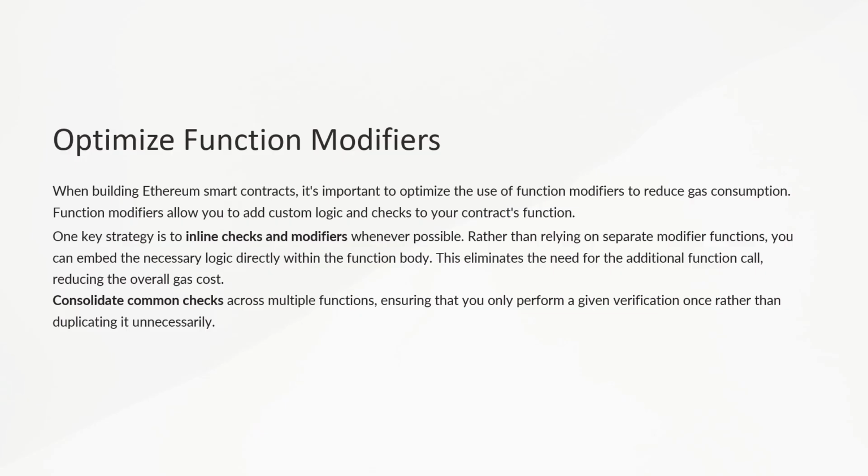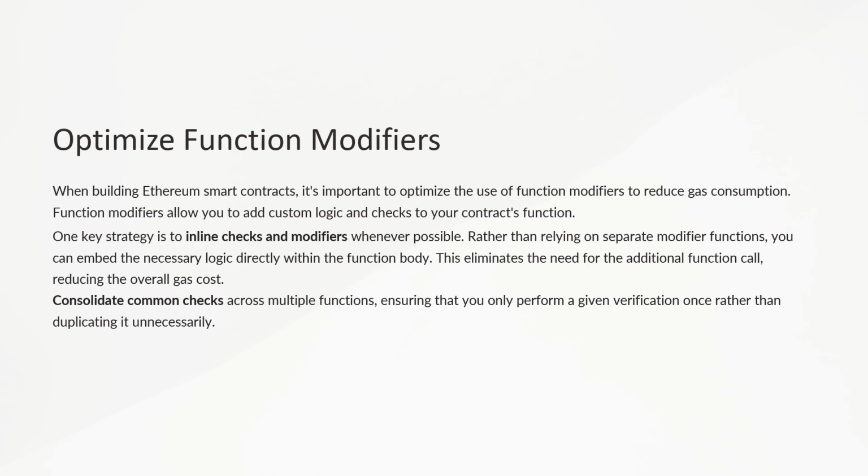Function modifiers in Solidity are special functions that can modify the behavior of other functions. They are often used to add custom checks or conditions to functions without duplicating code. Modifiers are applied to functions using the modifier keyword. By utilizing modifiers, you can enhance the security, efficiency, and readability of your smart contract.